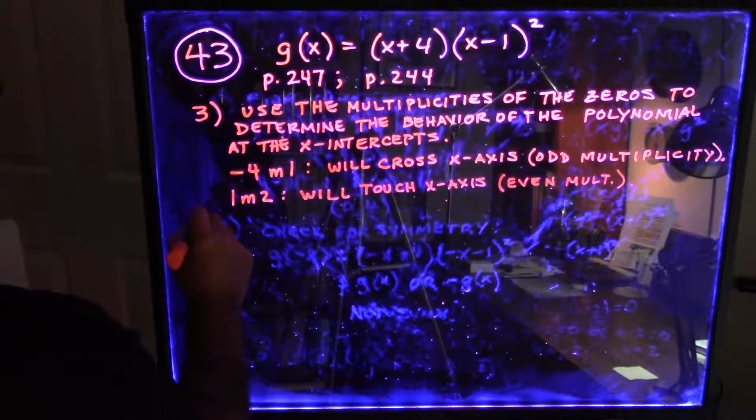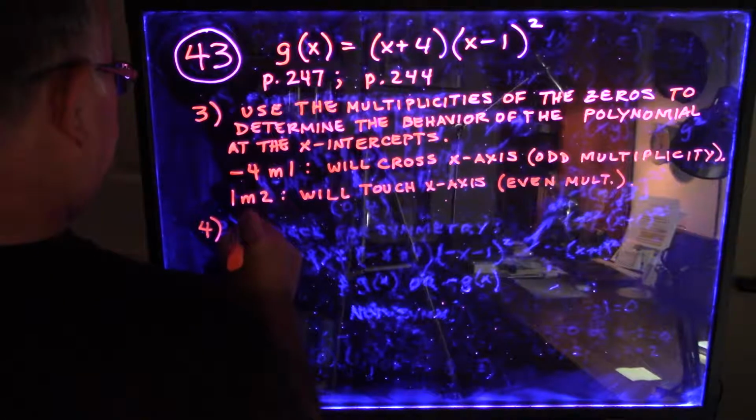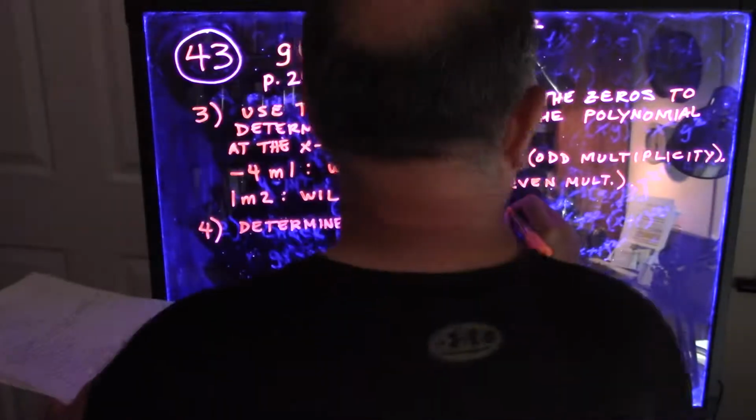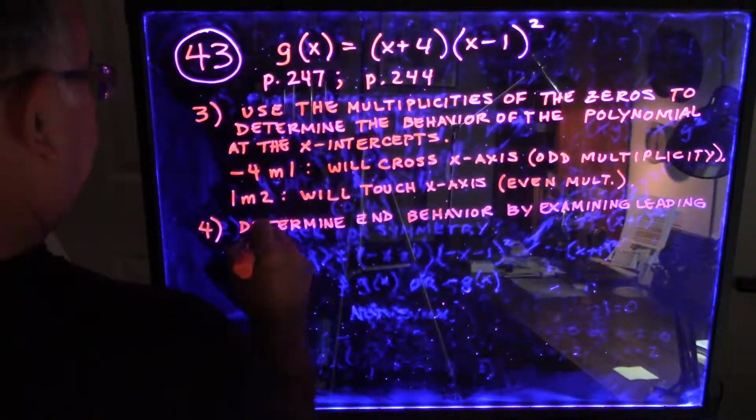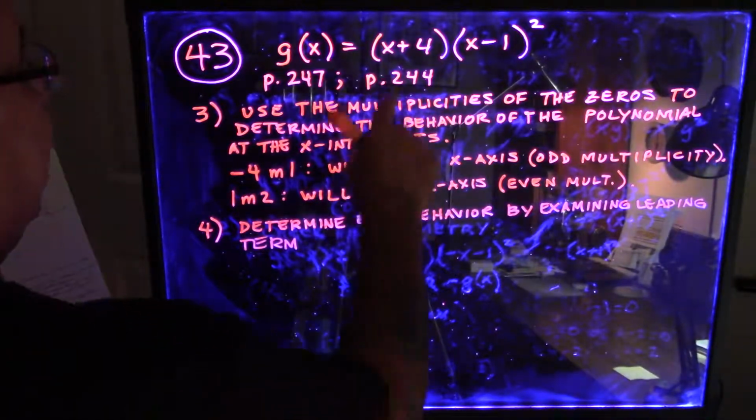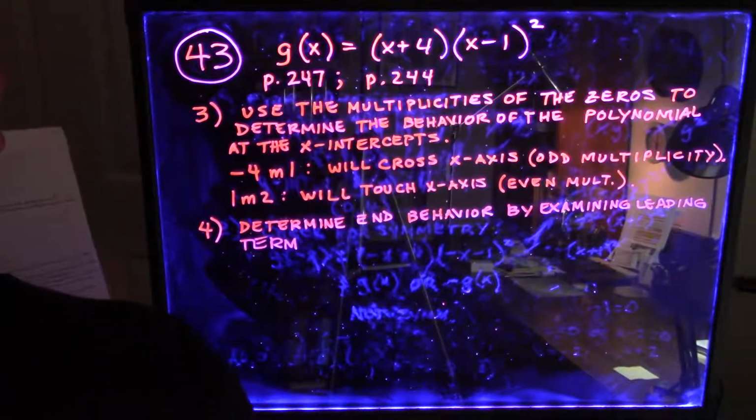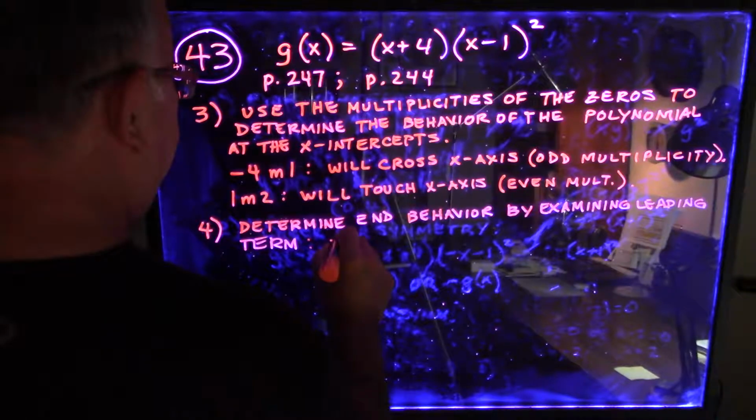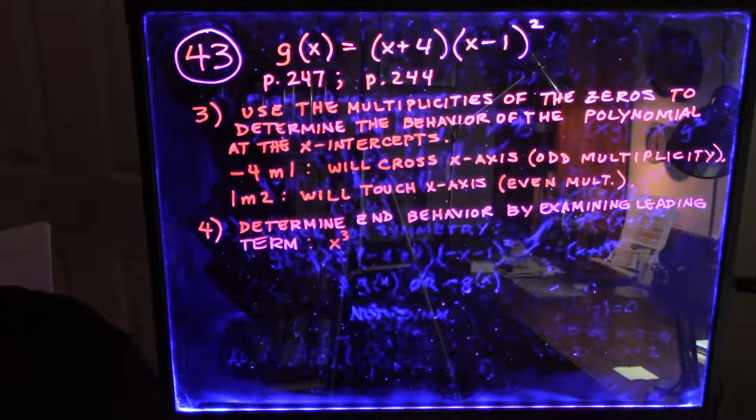Alright, so now the next step, number 4. Determine the end behavior by examining the leading term. Now if you multiply all this out, you're going to get an x squared, and then times x gives you x cubed. So the leading term is x cubed. So we need to examine that.